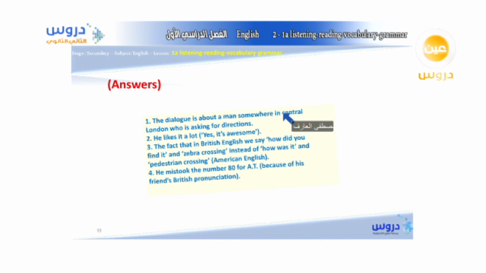So here are the answers. The first one, the dialogue is about a man somewhere in central London who's asking for directions. 2, when you asked him, how did you find it? He said he likes it a lot. It was awesome. And about the 2 things that happened between Tom and Bob: how did you find it? and the zebra crossing instead of how was it, and the pedestrian crossing as in American English. And finally, he mistook the number 80 for the letters A and T because of his friend's British pronunciation.